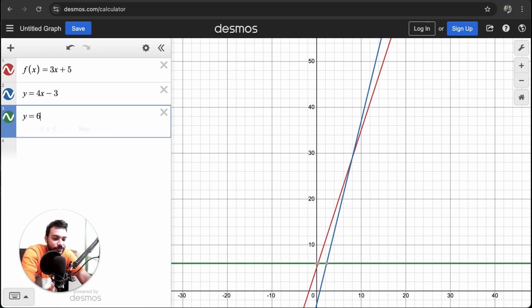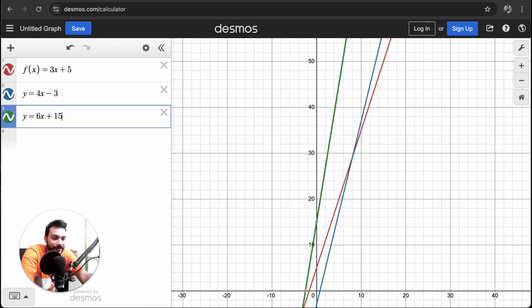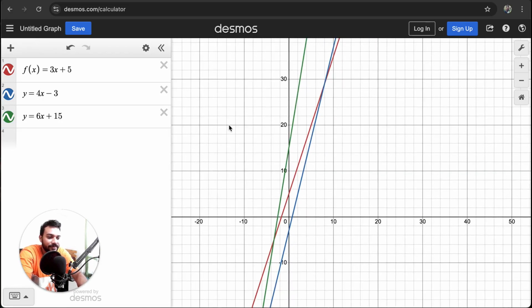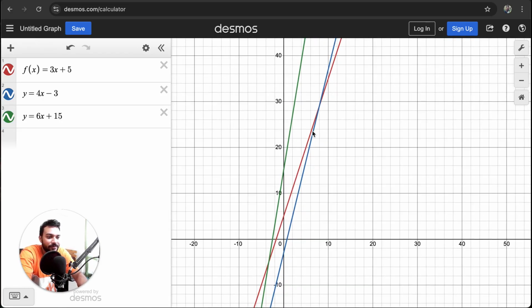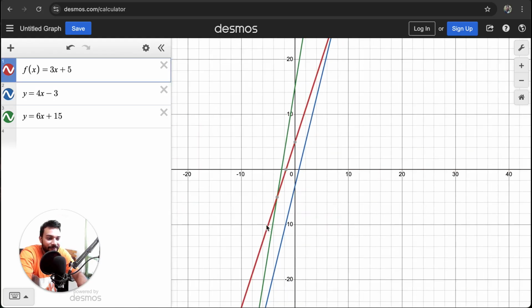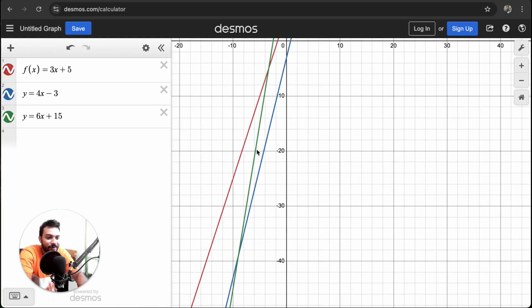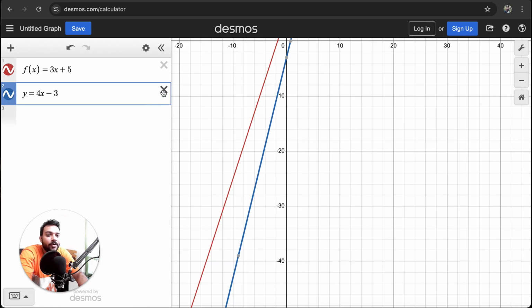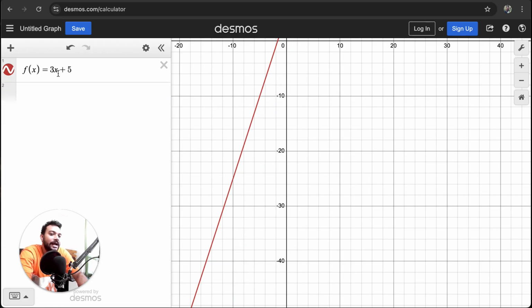Perfect. Okay. If you want to find multiple points of intersection, let's say we talk about 3 different lines. Y is equal to 6x plus 15. So you see there are multiple intersection points. First one between red and blue, then second one between red and green, then third one between blue and green. All coordinates given exactly here. Okay, let's make this a bit more complicated. Let's say you have y is equal to 3x plus 5. This is 1.